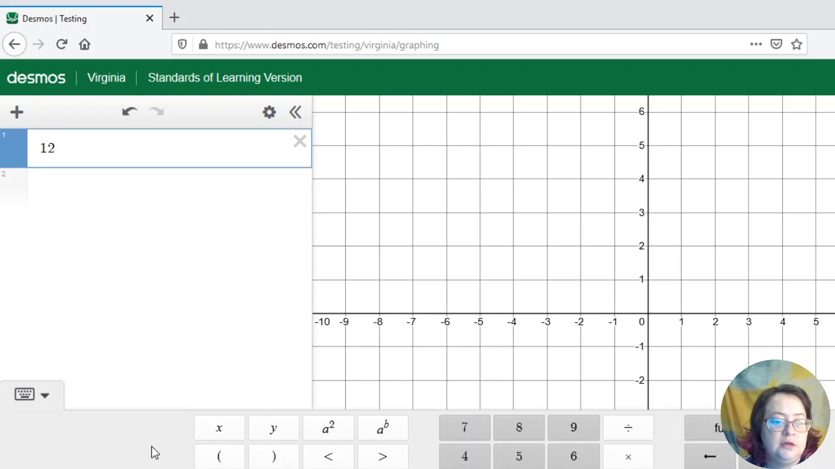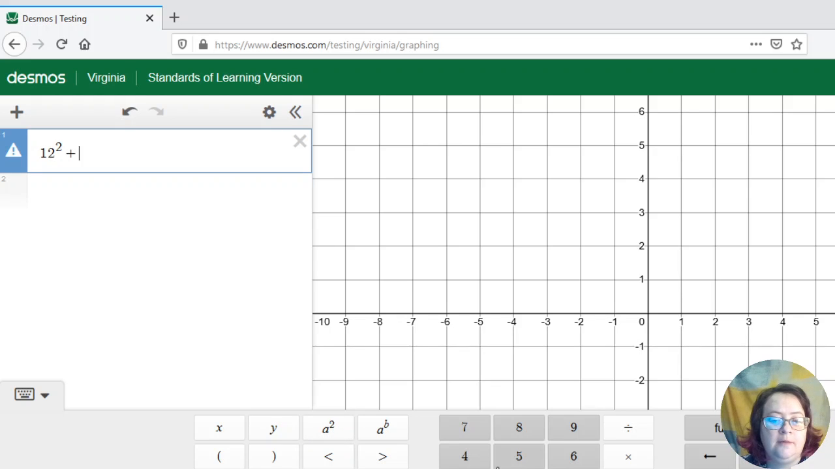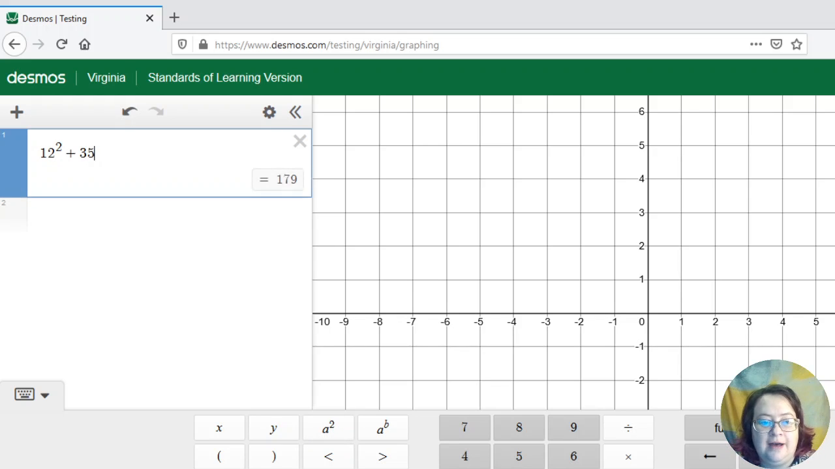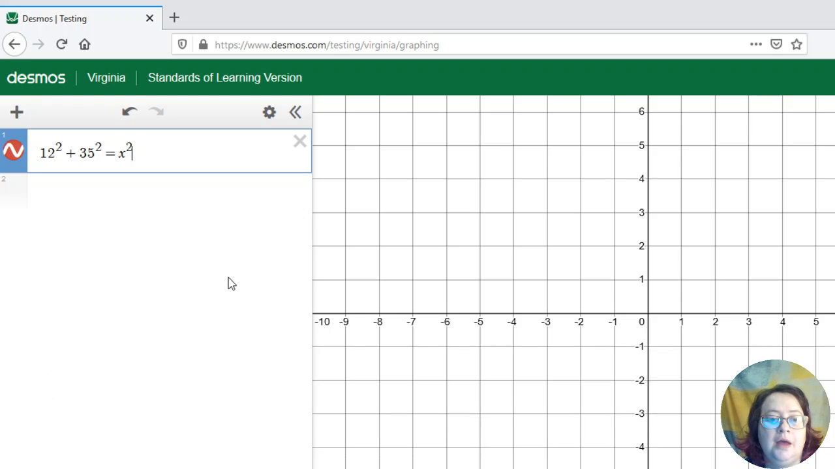12 squared plus 35 squared equals x squared. And now I'm going to look for my line. I don't see it yet. So what I'm going to do is I'm going to go ahead and zoom out a little bit.